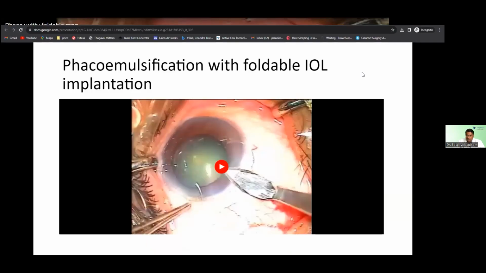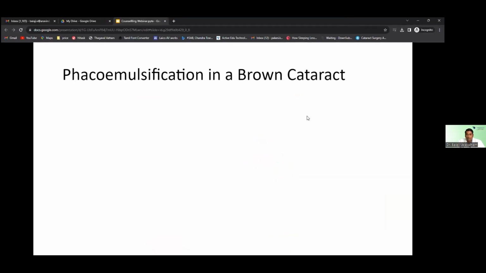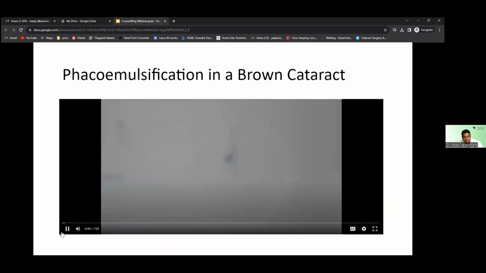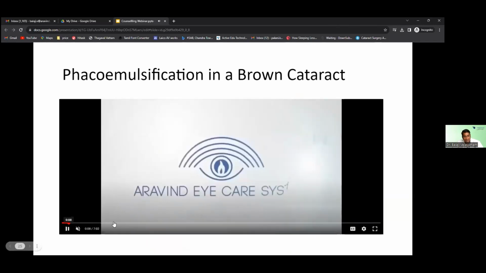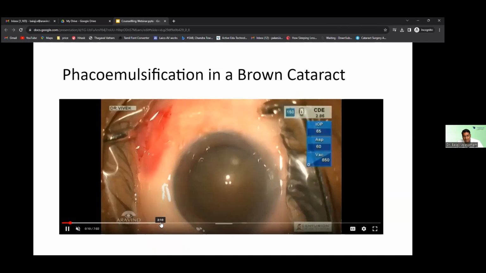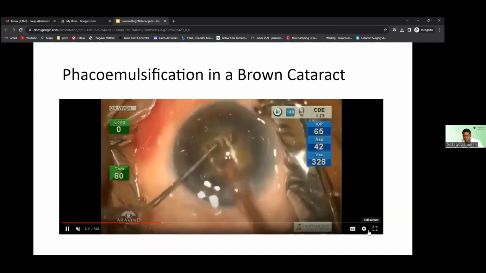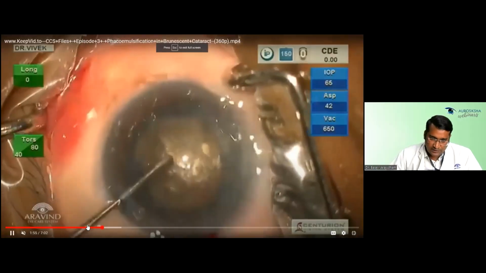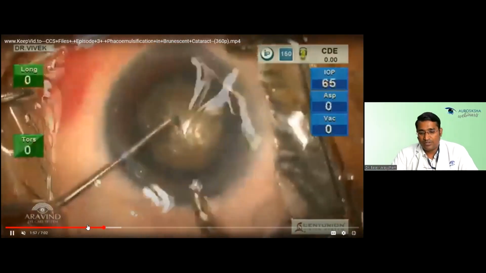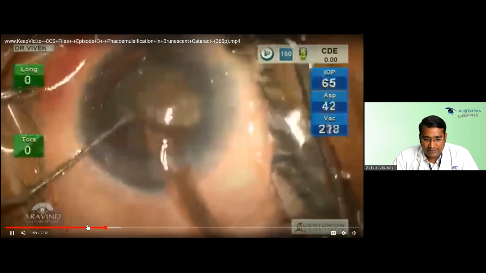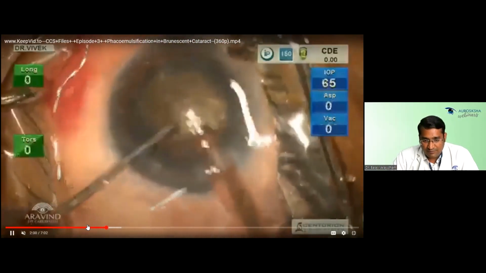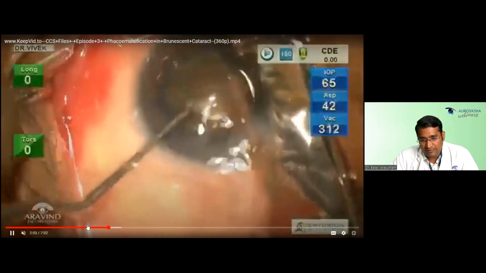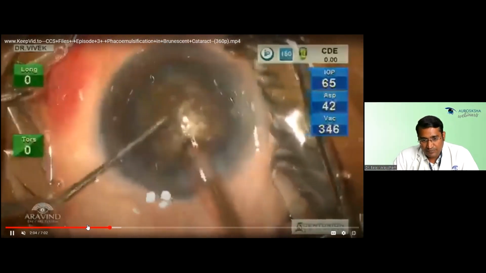Now we'll go into the cataract surgery that needs the maximum skill. Here, if you remember, it's how much easy it was to chop the earlier one. Now we go into the harder cataract, where this is one of the senior surgeons at Aravind trying to deal with the harder cataract with phacoemulsification.